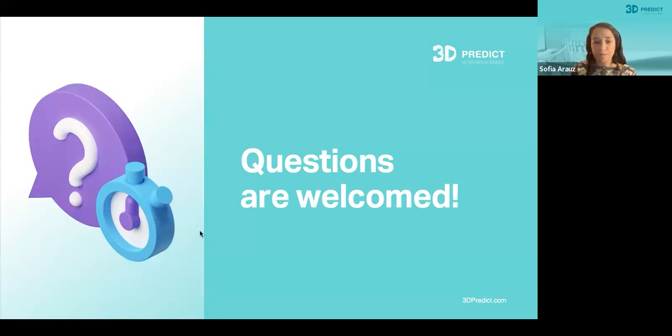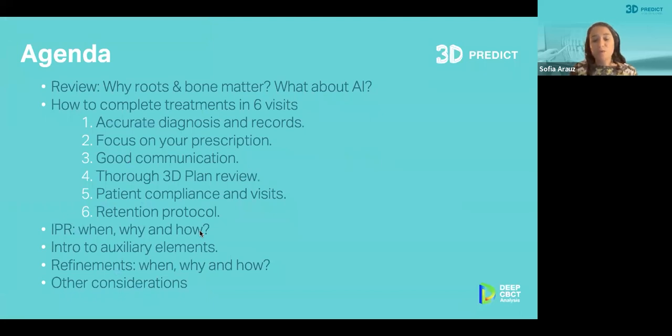So our agenda tonight, we're just going to go real quick over why the whole orthodontic anatomy, as I'd like to call it, matters for orthodontic treatment and how we implement that at 3D Predict. And then we're going to talk about how to complete your case in only 6 visits or less. And also we're going to touch on IPR. We're going to touch on auxiliary elements, including attachments and refinements, and other considerations at the end.